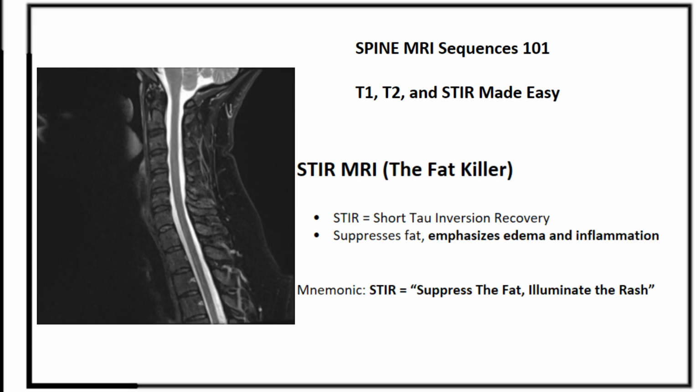For the STIR MRI, I like to call this the fat killer. STIR is short for short tau inversion recovery, and it suppresses fat and emphasizes edema and inflammation. It is especially useful in spinal cord imaging. The mnemonic to remember this is: STIR suppresses the fat and illuminates the rash. So even though it's not a rash, anything edematous or inflamed will stand out clearly.